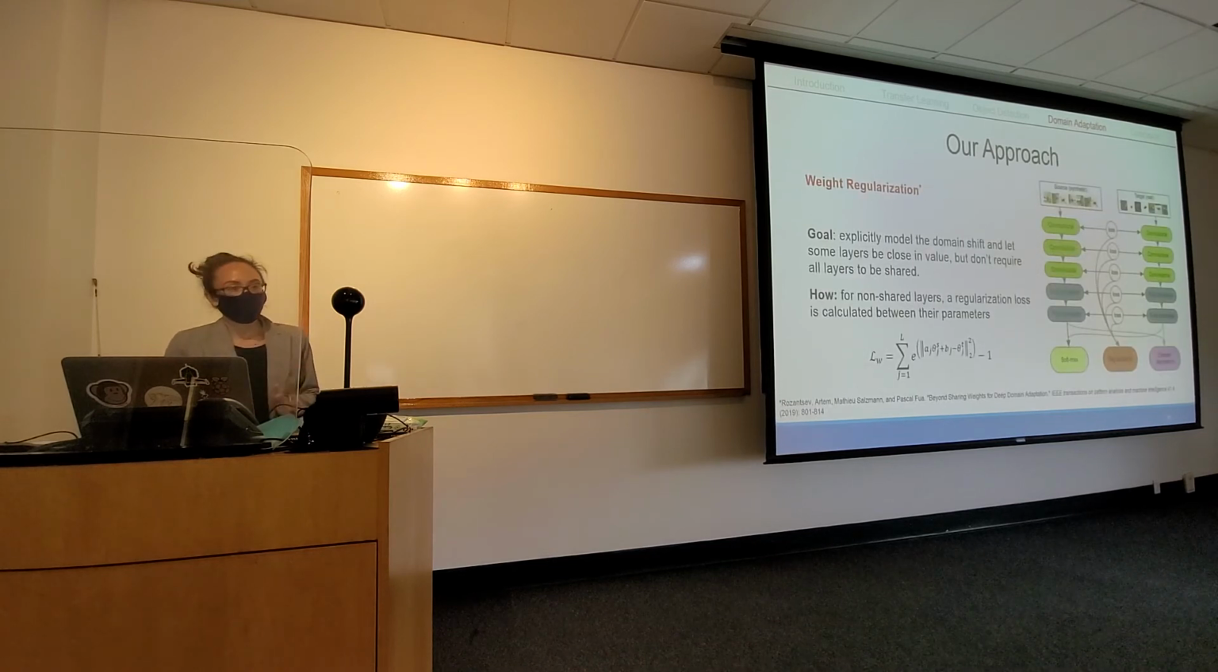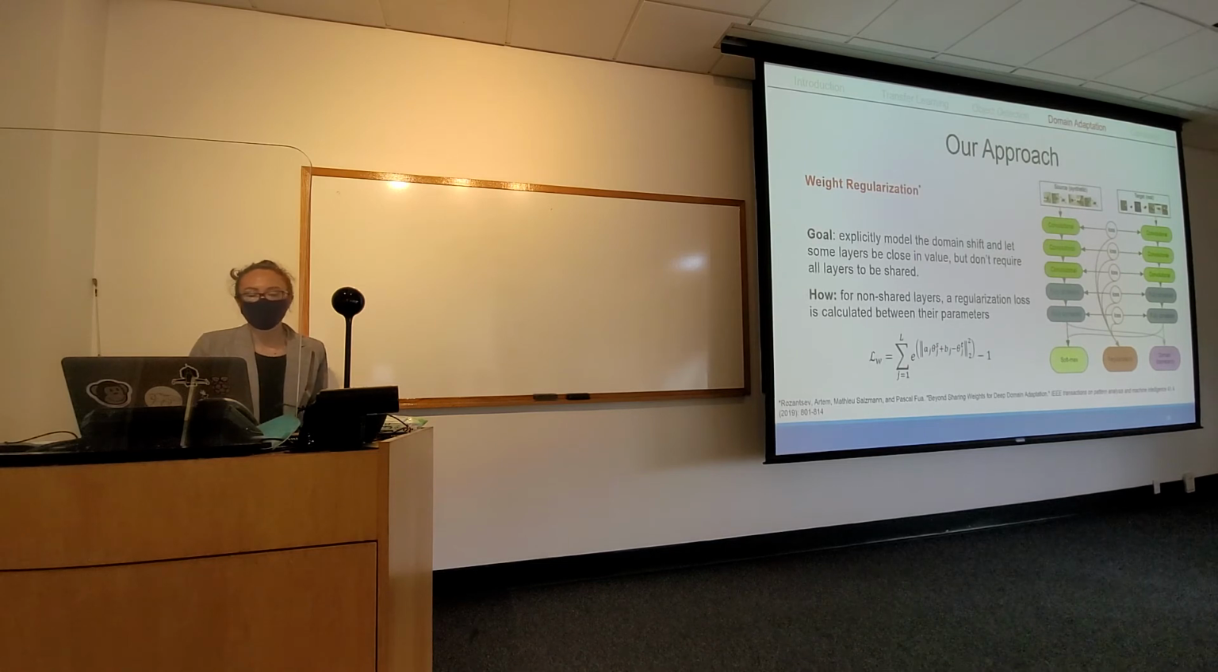Then there is a similar approach, which is a weight regularization mode. Instead of forcing the two networks to share all of their layers, you can select which ones do share and which ones do not. And for the ones that do not, you don't want their features to be too far apart. So instead of making them equal, you calculate a loss between them. The goal here is you don't want the loss to be 0, but you want the distance between the features in the feature space to be as close as possible.